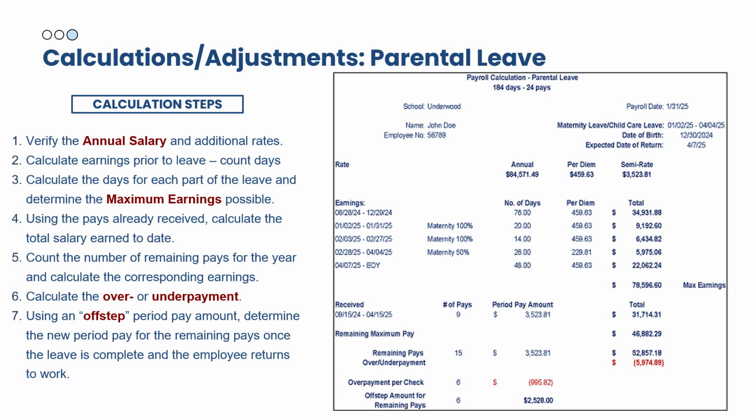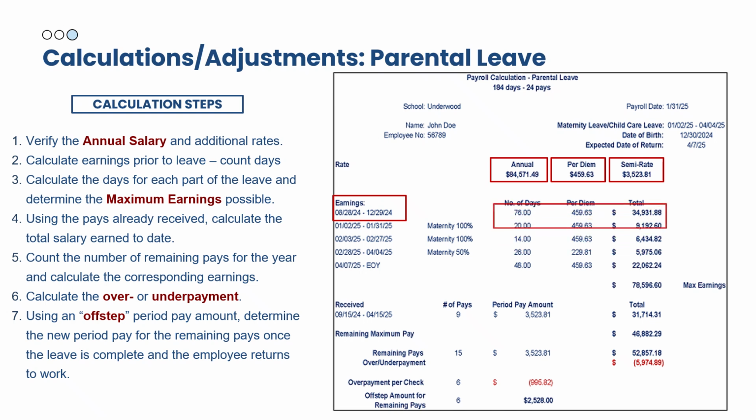Leave of absence calculations, such as parental leave, are a bit more complex. The first steps mirror new hire and separation calculations, finding the annual salary, per diem rate, and period pay rate. The difference lies in the determination of the earnings period. The earnings period comprises several date spans, each covering a part of the leave. The first date span represents the dates worked before the leave begins.